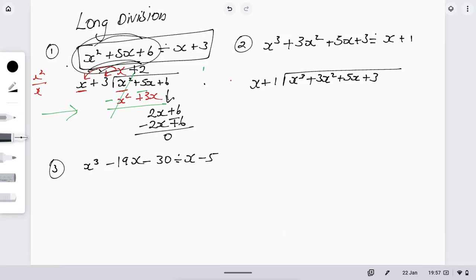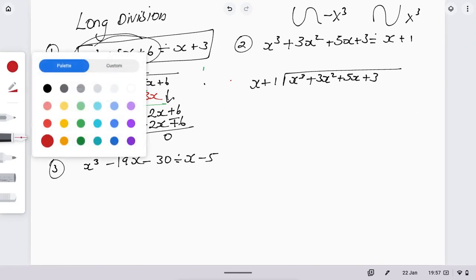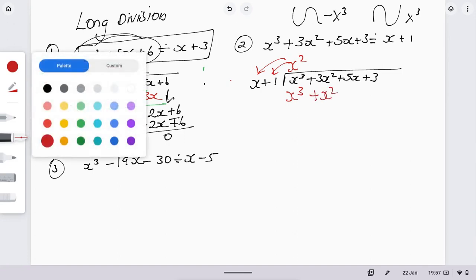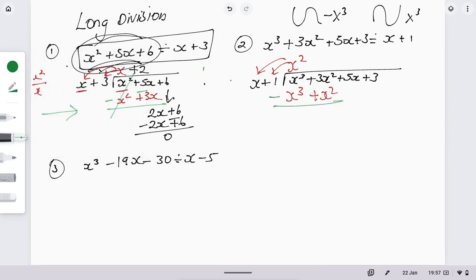The second one here, I've got a cubic. So remember, your cubics can be your S shape, and then the opposite of that. So your S shape, there was your minus x cubed, and there's your plus x cubed. So same thing, x into x cubed. So what do you multiply x by to get x cubed? X squared. Multiply it down by each. X by x squared is x cubed. 1 by x squared is x squared. Then we draw the line and change the signs.